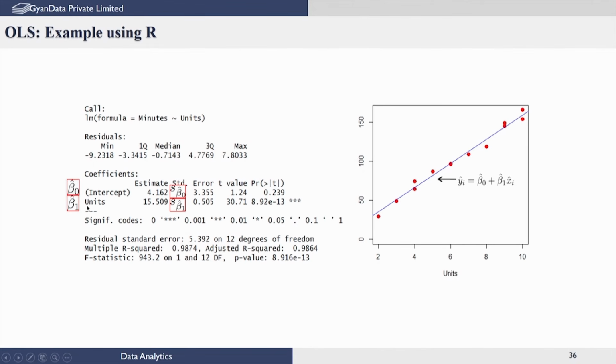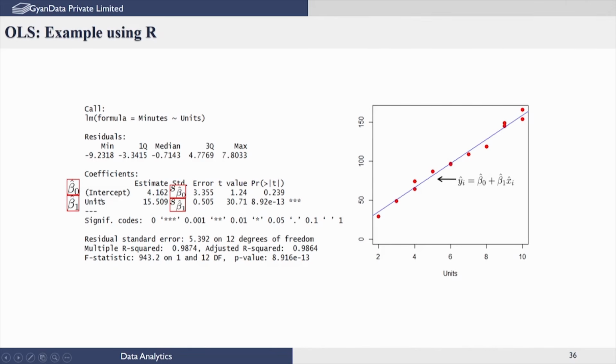Whereas, in the case of beta 1, you will reject the null hypothesis, which means you will conclude that beta 1 is significant even if you choose very low significance values 0.05, 0.01, 0.001 or even lower. In fact, up to 10 power minus 13 you will end up rejecting the null hypothesis. Even if you choose a very low type 1 error probability, you will reject the null hypothesis.